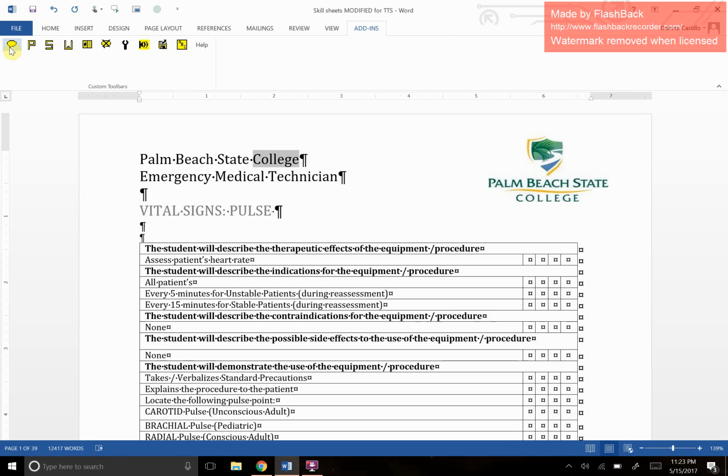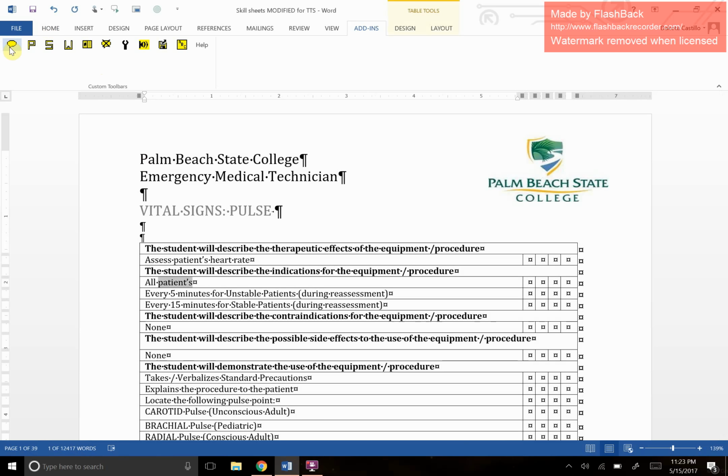Palm Beach State College. Emergency medical technician. Vital signs, pulse. The student will describe the therapeutic effects of the equipment/procedure. Assess patient's heart rate. The student will describe the indications for the equipment/procedure.